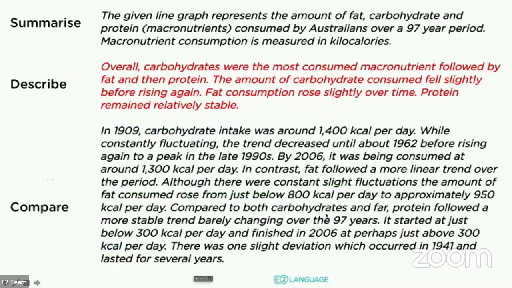So I'm going to read you mine, and then I want you to do it. I said, overall, carbohydrates were the most consumed macronutrient, followed by fat and then protein. The amount of carbohydrate consumed fell slightly before rising again. Fat consumption rose slightly over the time. Protein remained relatively stable. So I've written 4 sentences.